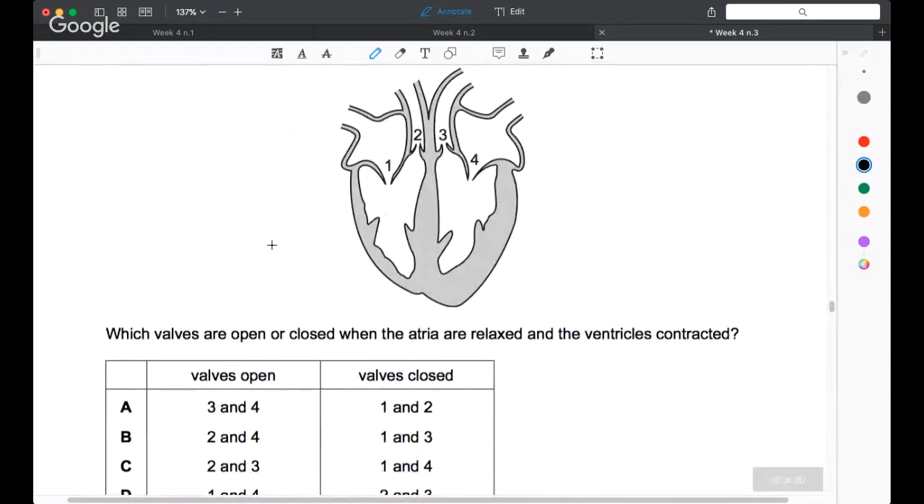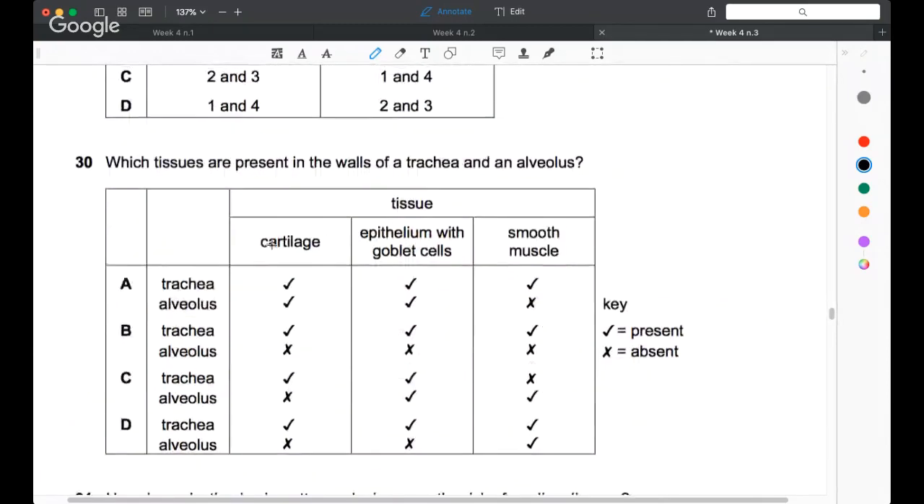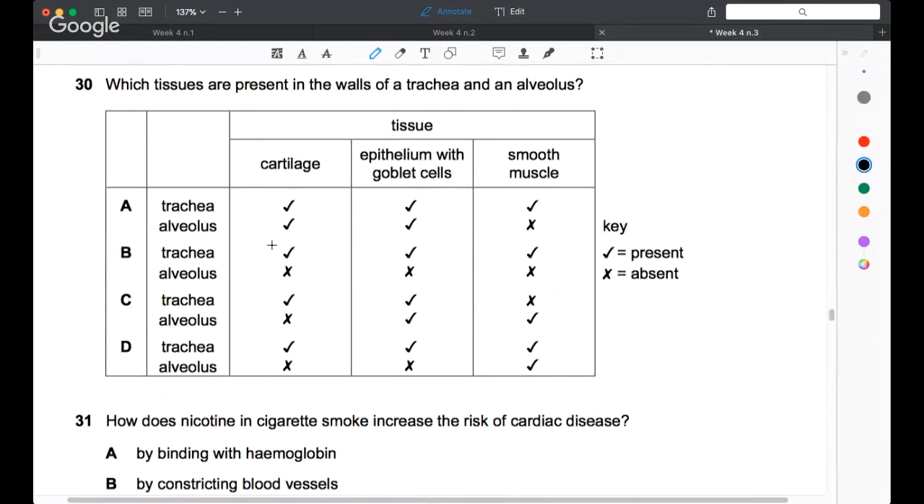Okay, valves in the heart. Which valves are open or closed when the atria relax and the ventricles contract? C. Good. So what stage of the heart cycle are we talking about here? Ventricular systole. Yeah, the systole, yeah. B.